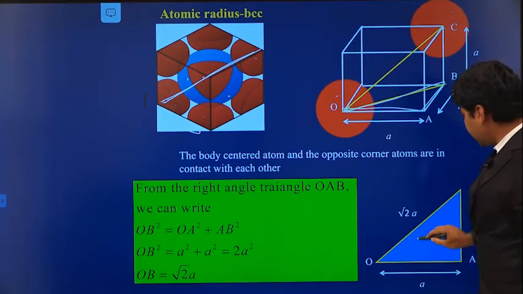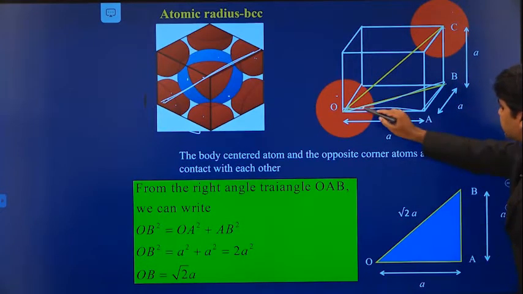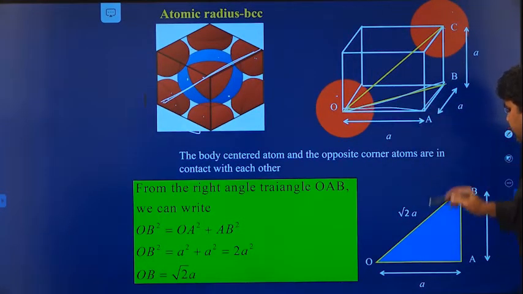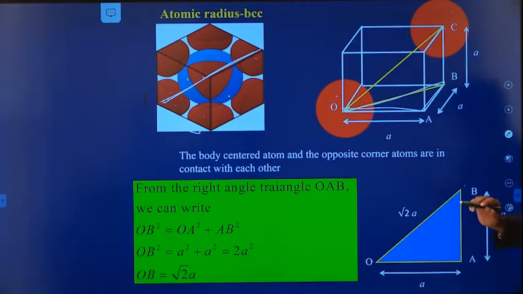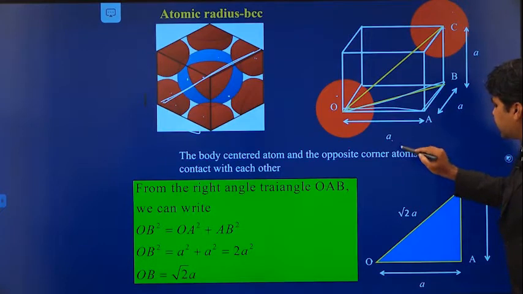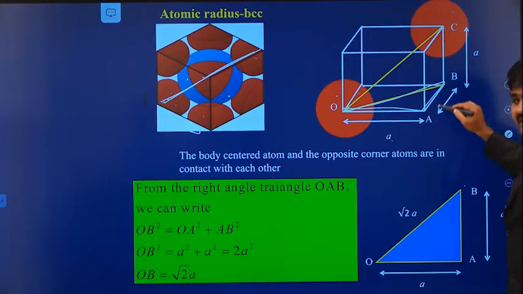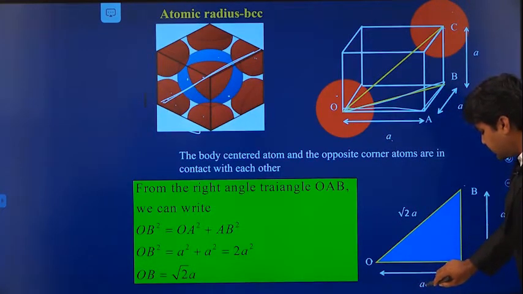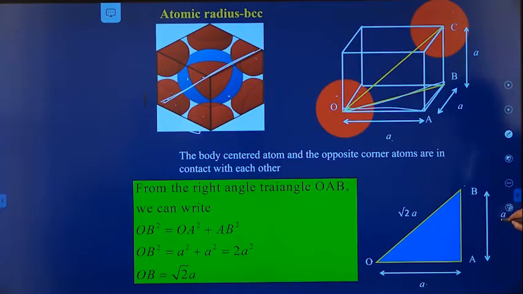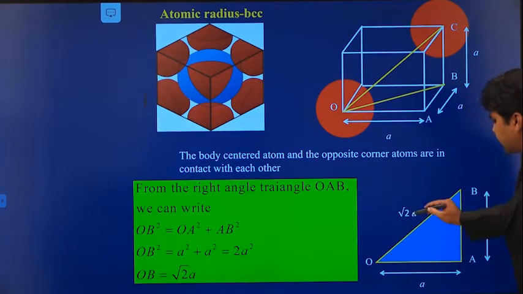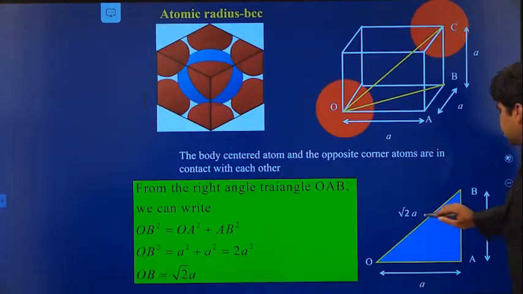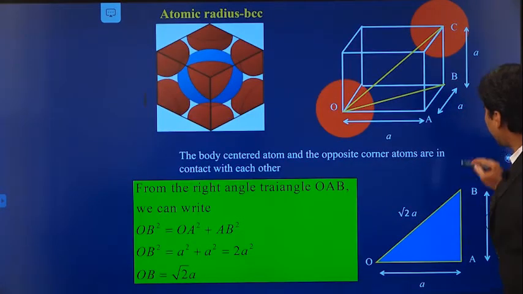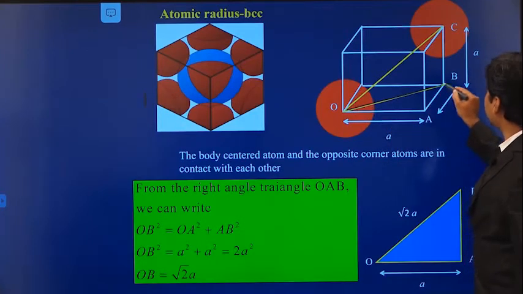So here I am taking the OAB right angle triangle. This side is equal to A, because this is the unit cell, all the sides are equal. This is one unit cell, this is equal to A, and this is also equal to A. Since this is a right angle triangle, from the Pythagoras theorem we can calculate the hypotenuse, that is equal to square root of 2A. This is the value of OB.